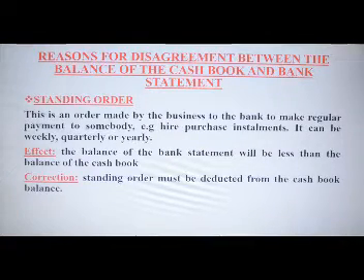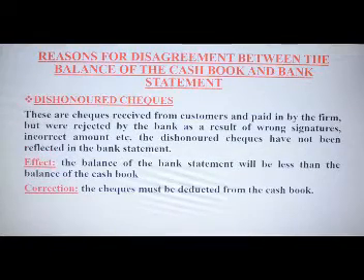Now maybe a time may come and the business may forget to credit their own cash book, whereas the bank already debited their account. So with that, the balance of the bank statement will now be lesser than that of the cash book. So what we do in correcting this is that we deduct standing order from the balance of our cash book. Alright. The next reason is our dishonored check.